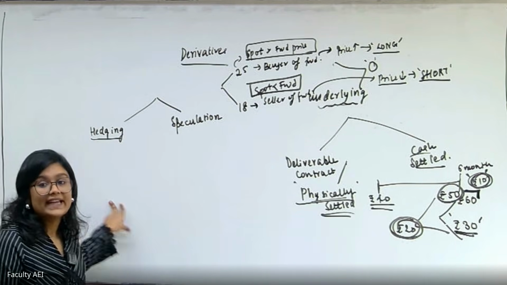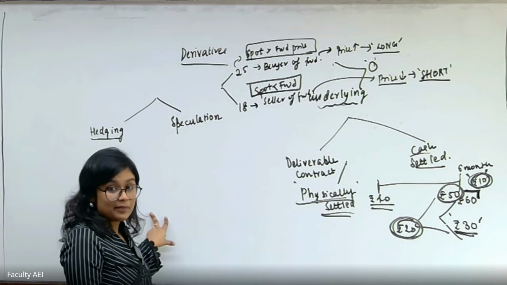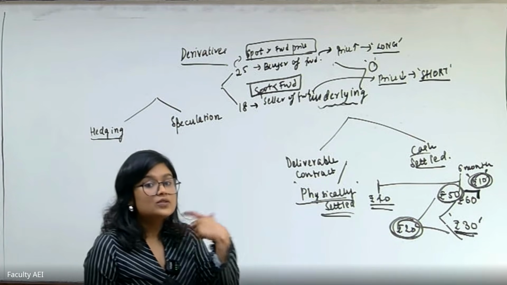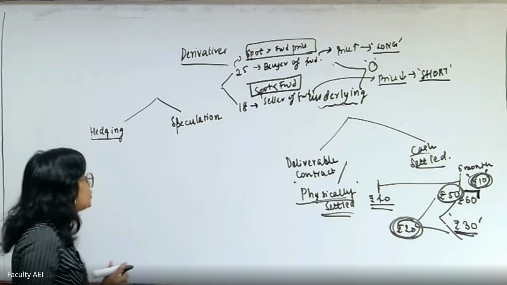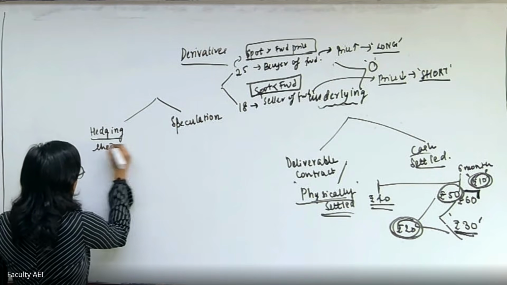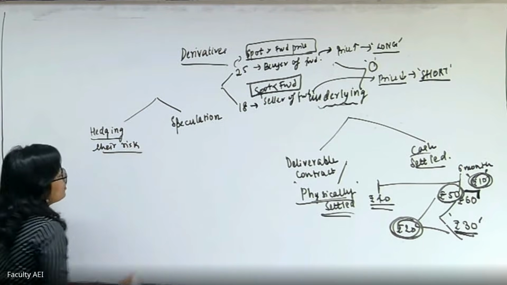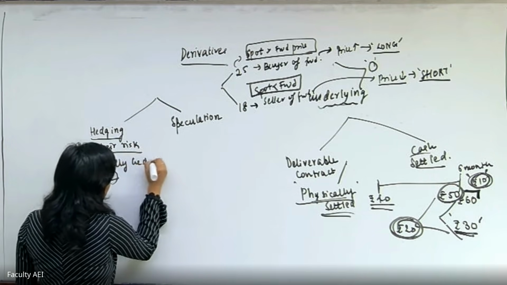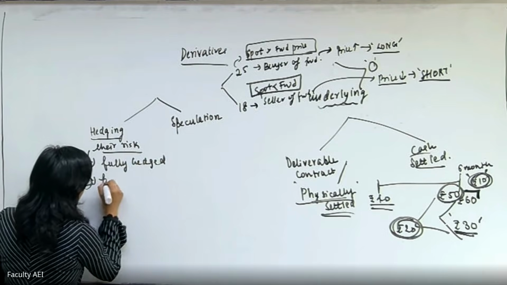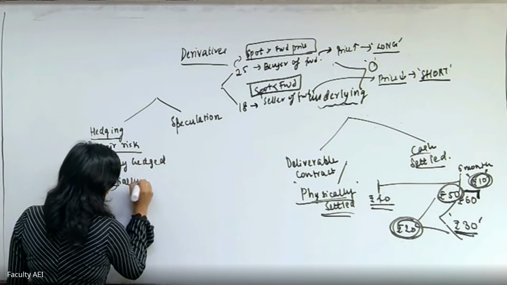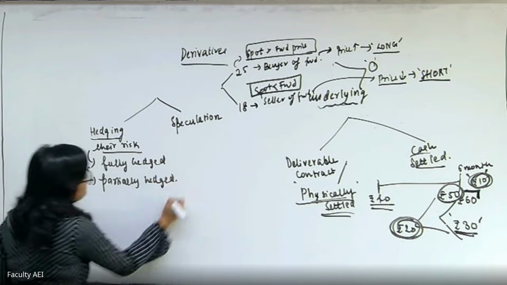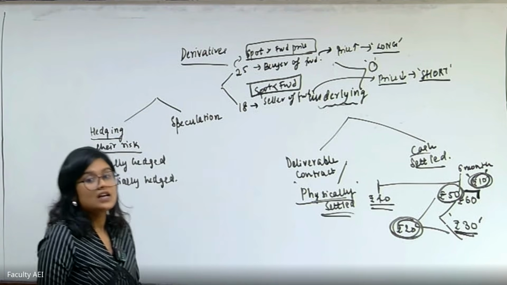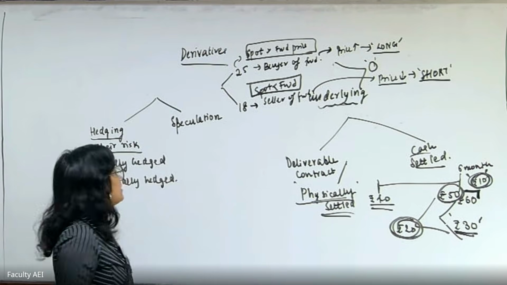McDonald's wanted to lock in the price at which they would have to buy potatoes after 6 months, and the farmer wanted to lock in the price at which they have to sell potatoes after 6 months. So they wanted to hedge their risk. So you can enter into a forward contract for hedging risk. This hedging can be a fully hedged contract, or it can be a partially hedged contract. Partially hedged means that after entering into the forward contract, your whole risk has not been hedged. Some part of the risk still lies with you.